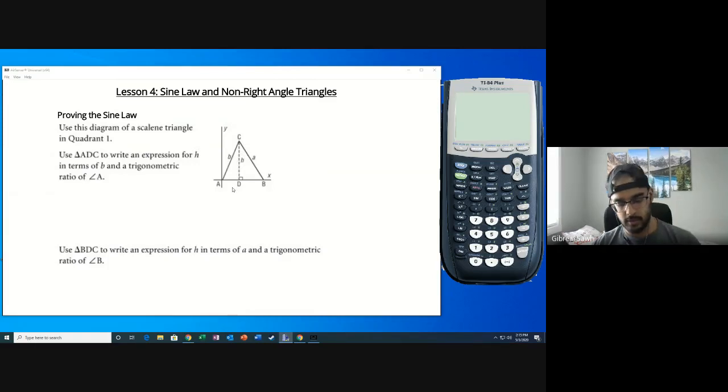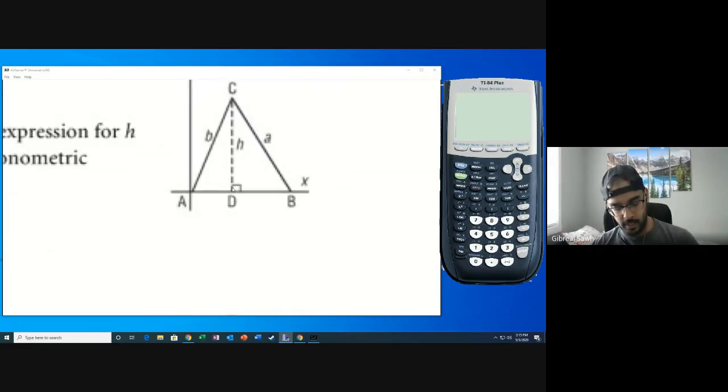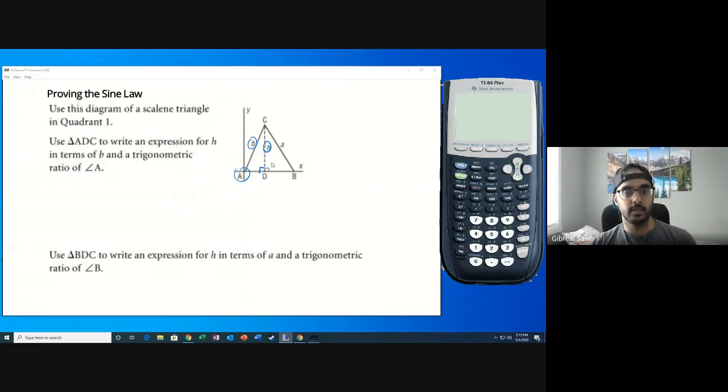So I need to figure out somehow how to relate the side length b, the side length h, and angle A. Now if I look at this triangle, the right angle is in the corner where D is. So according to angle A, h is what we would call the opposite, and b is the hypotenuse. Now from before, you know that ratio is the sine ratio. So you could write the sine of angle A is equal to h divided by b. Now that expression is not equal to h yet, like I was asked to do, so we need to rearrange this. And if you do that, you're going to find that h is equal to b sine A.